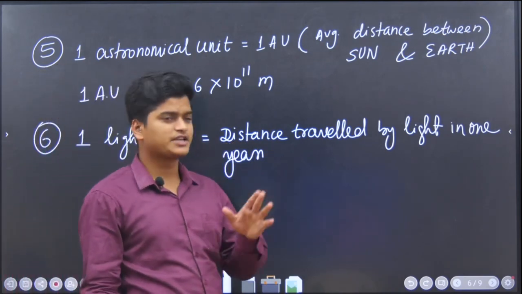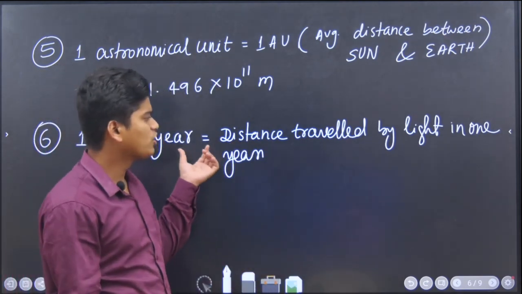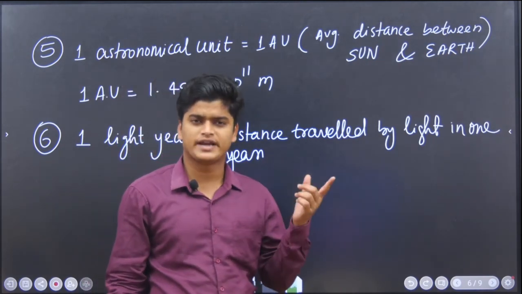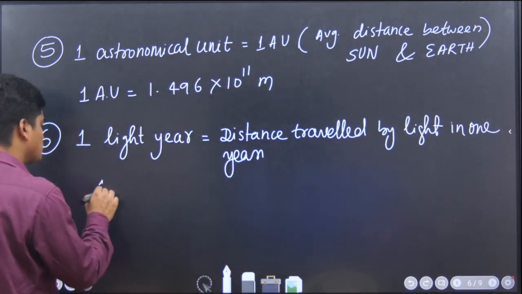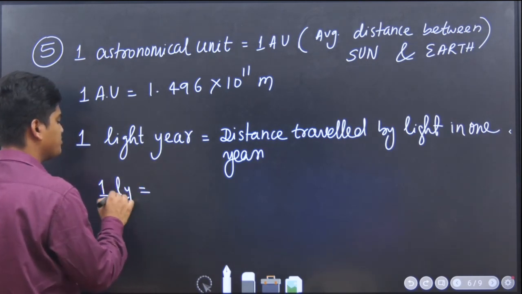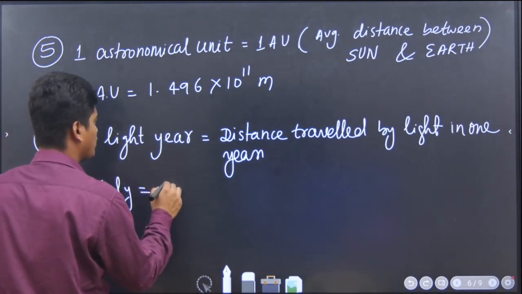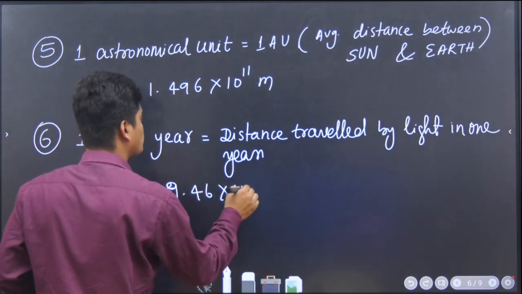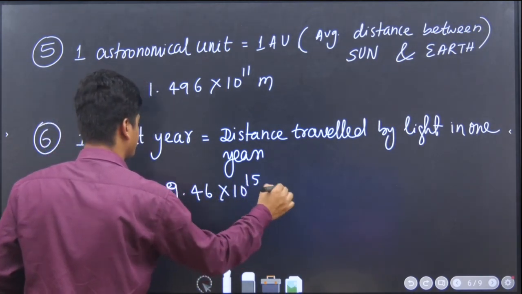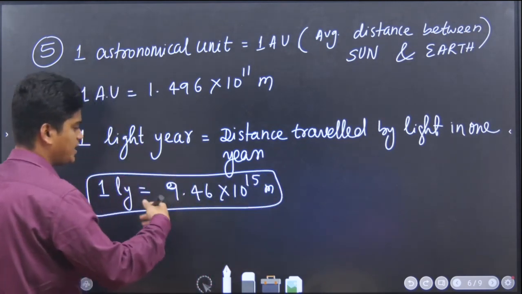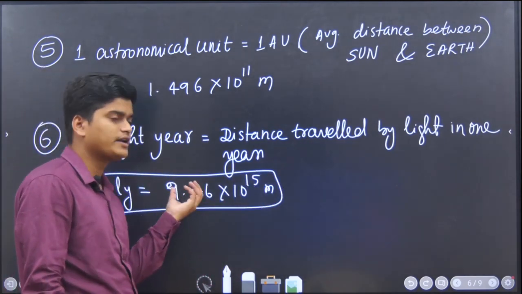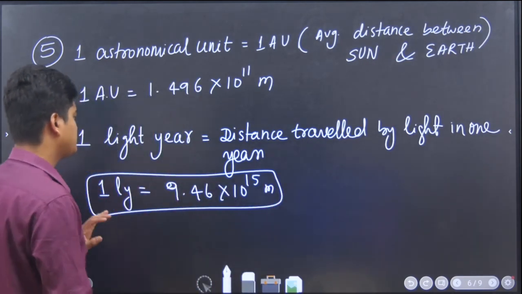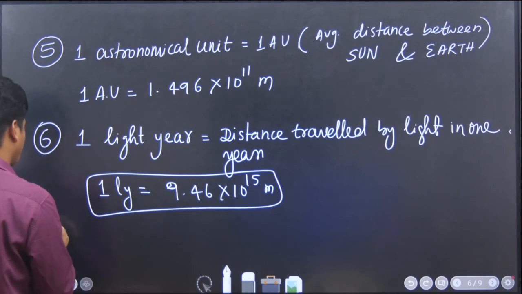So, you see, distance is basically speed into time. You know the speed of light is 3 into 10 to the power 8 meter per second, and you can convert 1 year into seconds and multiply, and you will get 1 light year. So, how much will that value come? The value of 1 light year is 9.46 into 10 to the power 15 meter. And if you do a little approximation, you can write it around 10 to the power 16 meter, but remember 9.46 into 10 to the power 15 meter.